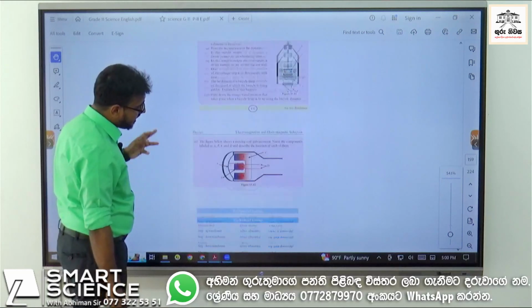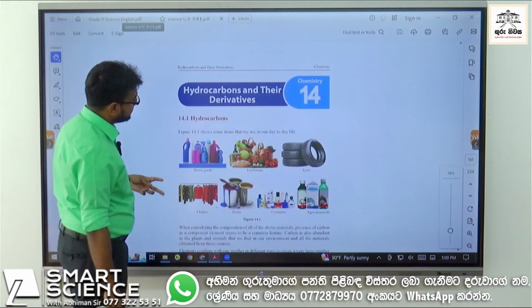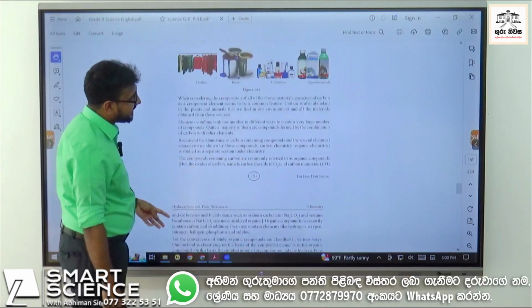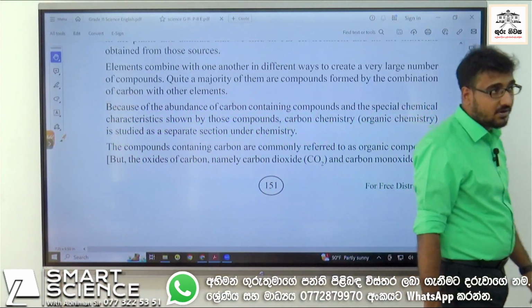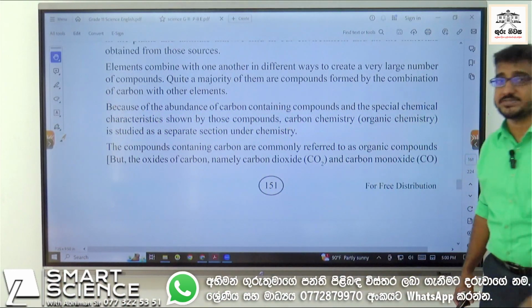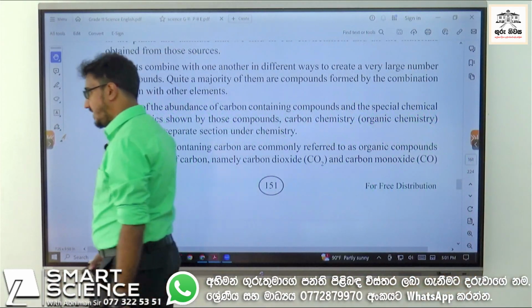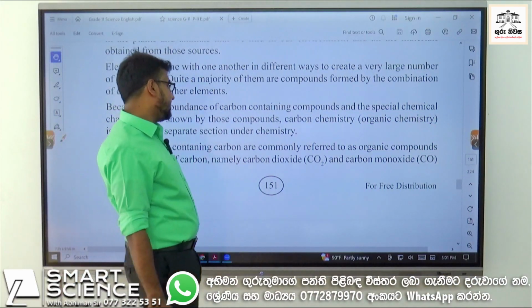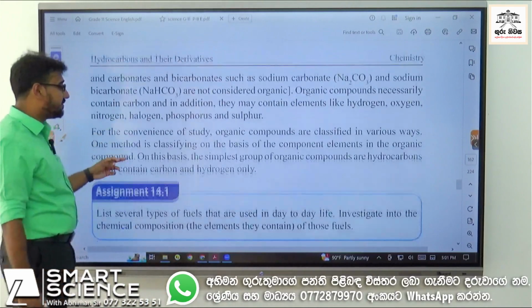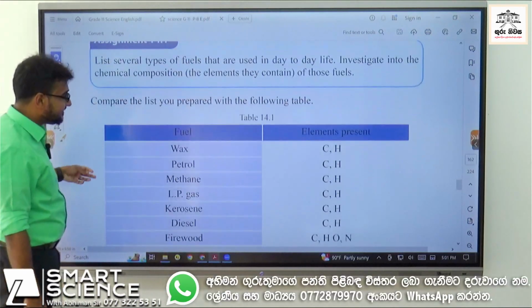So hydrocarbons and derivatives. Right. What are hydrocarbons? You can remember the compounds with only carbon and hydrogen elements. Okay. Carbon සහ hydrogen පමණක් අඩංගු සංයෝග. Right. Hydrocarbon කියන්නේ hydro නම් H, carbon නම් C.